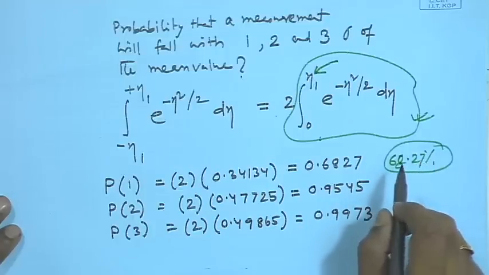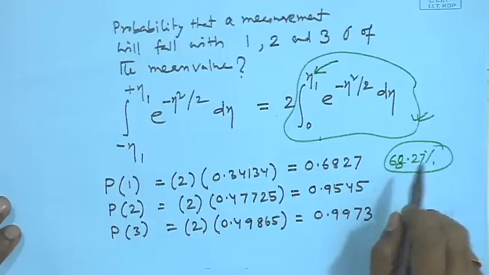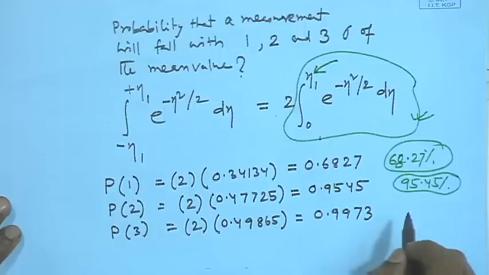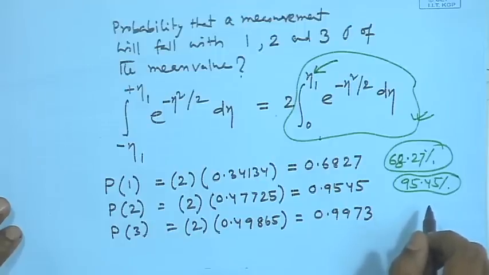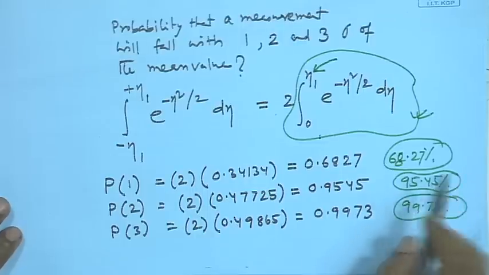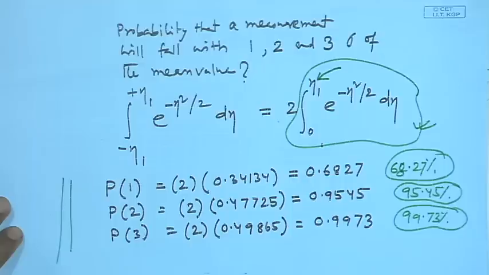Similarly, the probability that a measurement will fall within 2 sigma of the mean value is 95.45%. And the probability that a particular measurement will fall within 3 standard deviations of the mean value is 99.73%. All these computations are of course based on the fact that the measurement sets conform to normal distribution or Gaussian distribution.